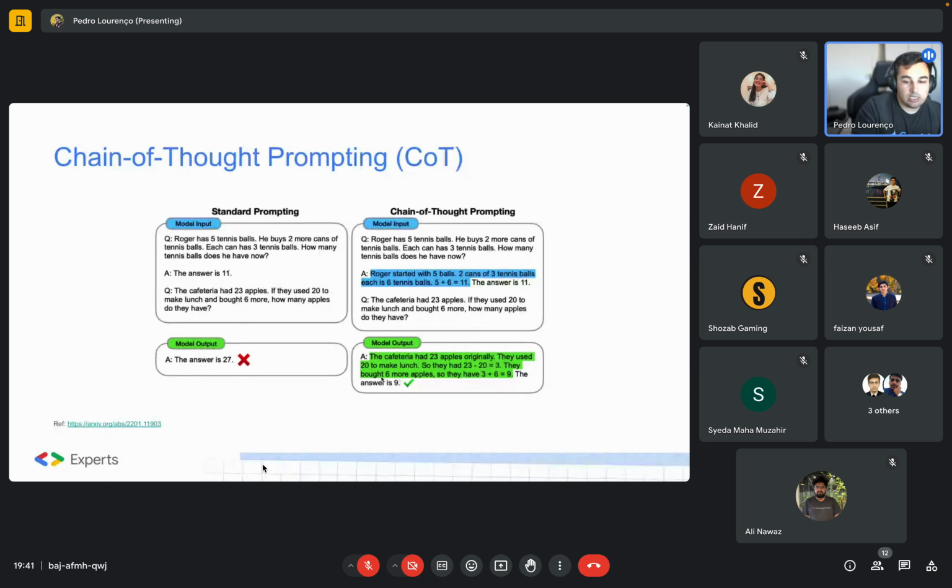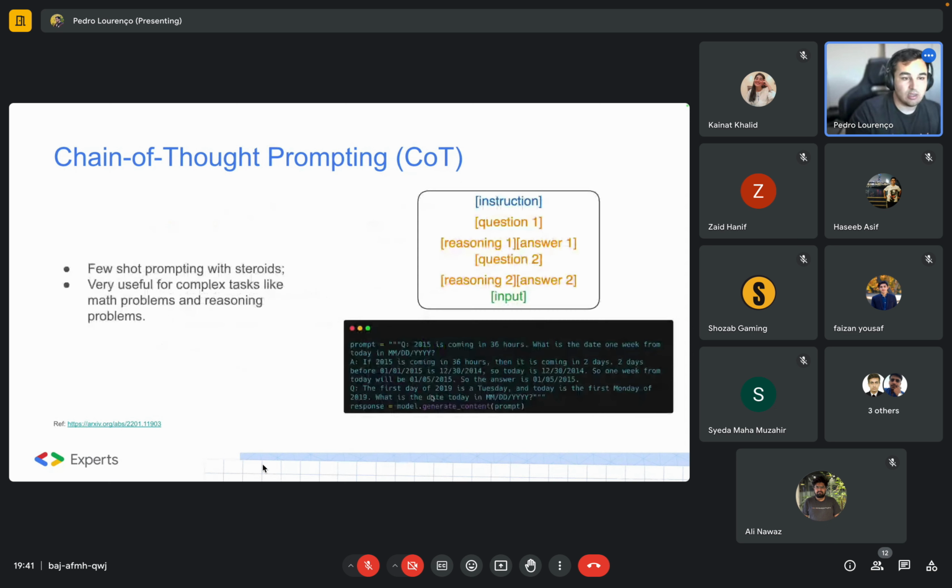So it's basically like few-shot prompting with steroids, and it's very, very useful for complex tasks like math problems and reasoning problems. So the layout of your prompting should be the instruction, the question one, the reasoning of the question one and the answer of the question one. The question two, the reasoning of the question two, the answer of the question two, and then the input. If you want to add more demonstrations, you can. It's just a trade-off between the amount of tokens and the costs.